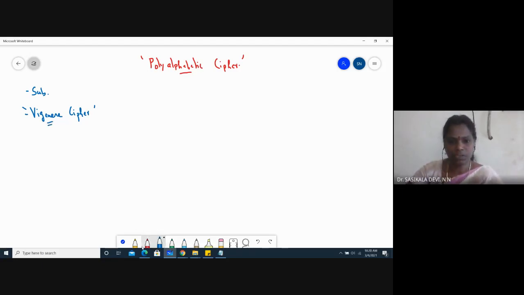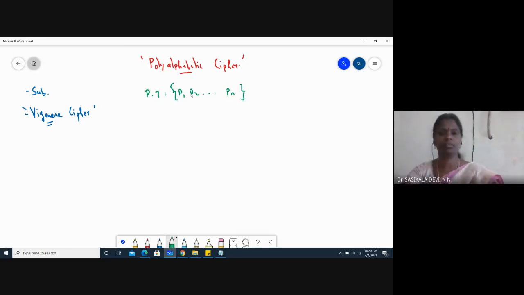The idea here is that each occurrence of the same character is replaced by a different character. That is the requirement here. This is based on simple mathematics. Let us take a plain text. Plain text is a set of characters, P1, P2, and so on, a character set of length n. If it is encrypted, the ciphertext is also a character set of length n, C1, C2 till Cn.